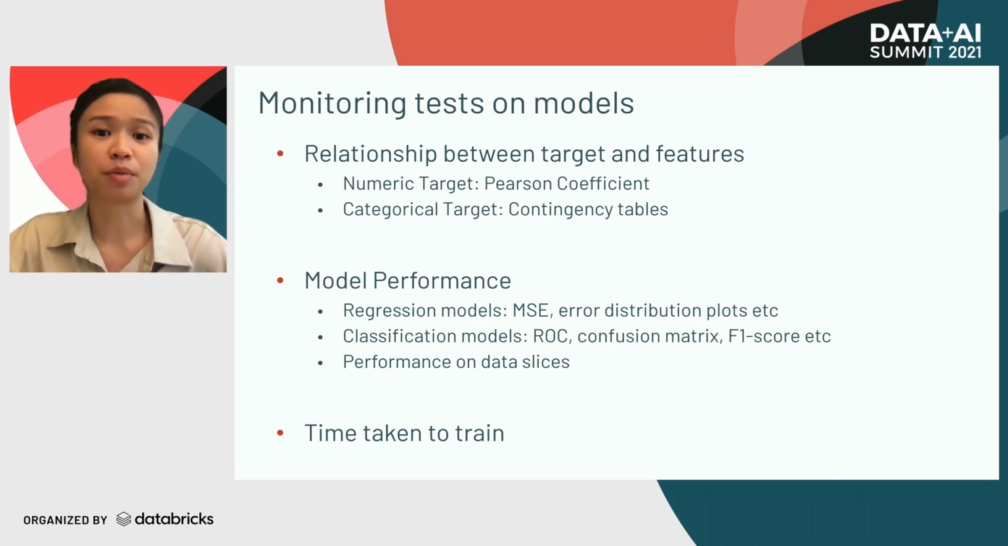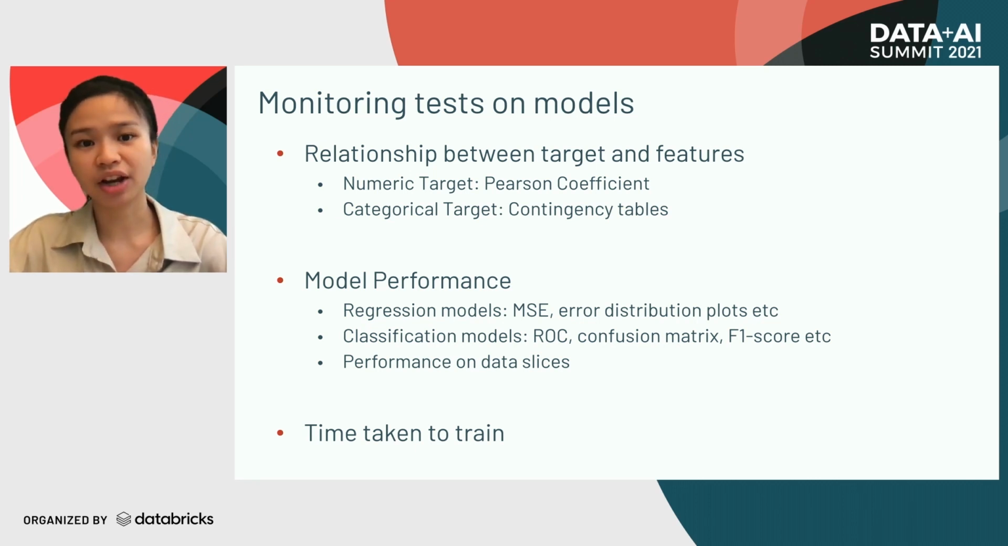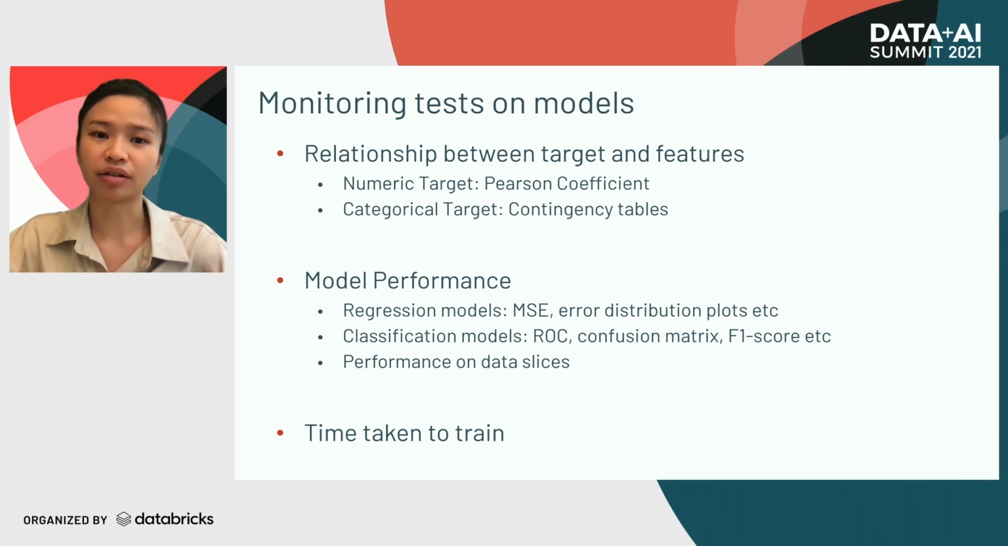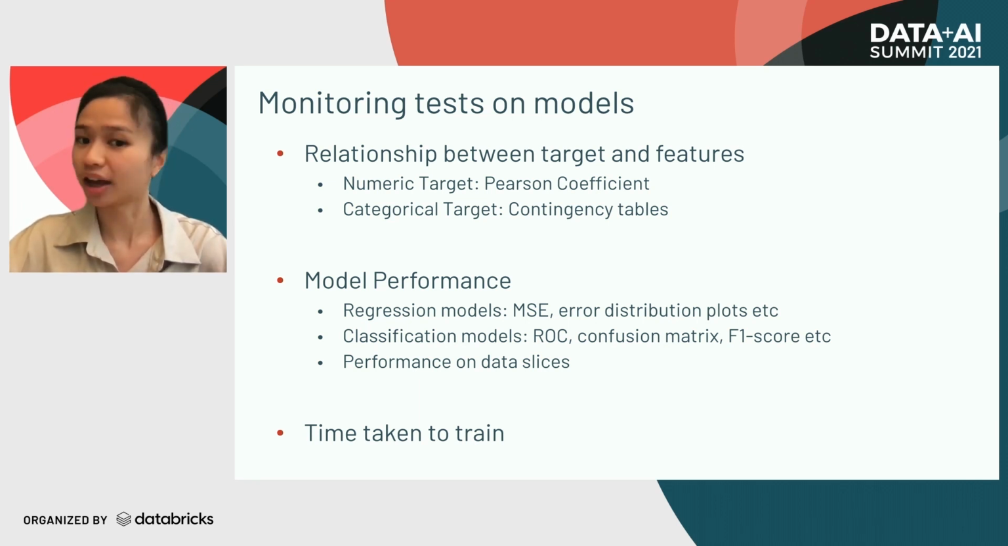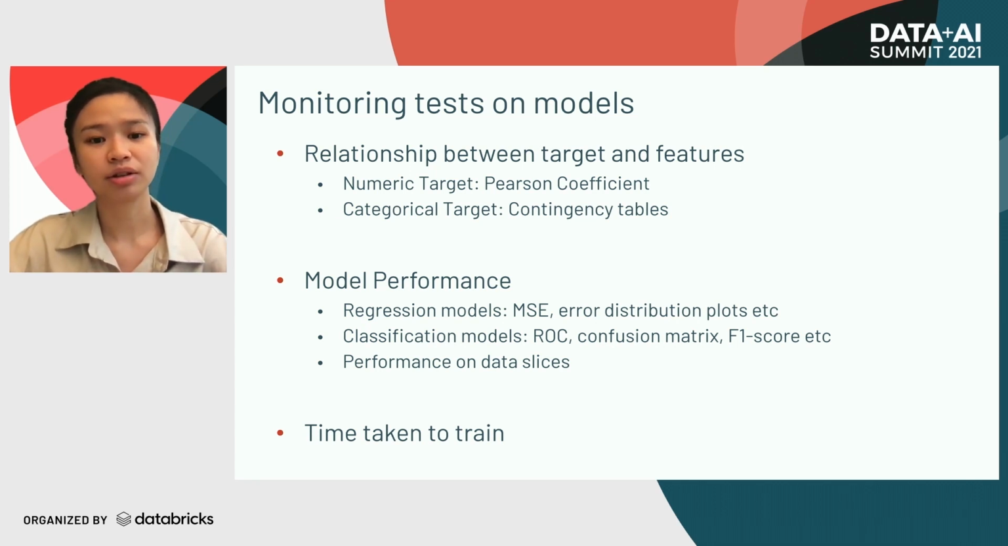The second piece is model performance, which may be the most obvious to many of you. For regression models, we can check the mean squared error, error distribution plots, R-squared, etc. For classification models, we can look at the ROC, the confusion matrix, the F1 score, and so on. If we want to assess a model in more granular terms, we can also investigate the model performance on just particular slices of data, maybe by month, by product type, and you name it. Lastly, we should also be cognizant of the time taken to train a model. If a new model is taking triple the time to train compared to before, then this could be a telltale sign that something is fishy.